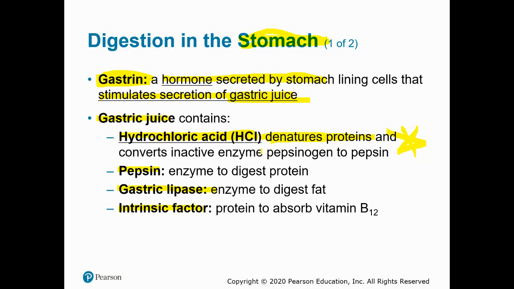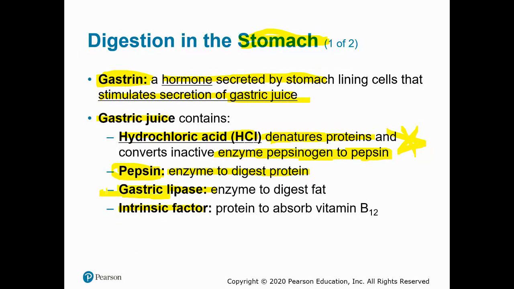Hydrochloric acid also activates this enzyme pepsin. It has an inactive form, which is pepsinogen, and then it gets activated to its active form, pepsin. So here you see pepsin. Pepsin's job, again, it's an enzyme, is to start to break down or facilitate the breakdown of protein. So pep, just like lipe, think of pep for peptide for protein. That'll make more sense when we learn more about proteins.